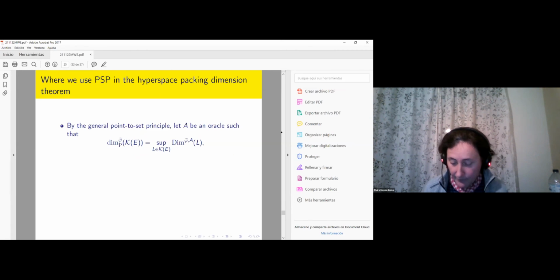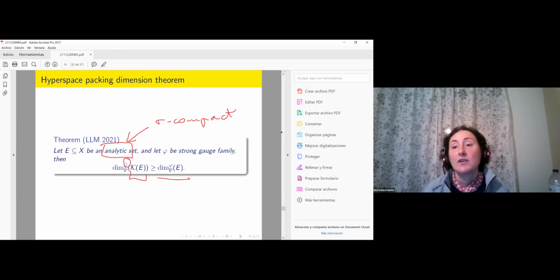So by the point to set principle, once you fix the hyperspace and the gauge function there, you know that there is an oracle for which effective dimension is exactly classical dimension. So this oracle is fixed now. Okay. So how do you prove something like this lower bound?